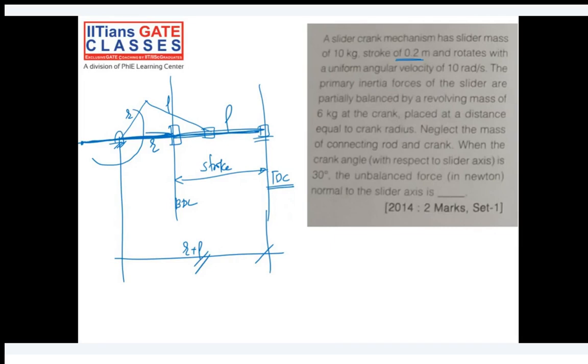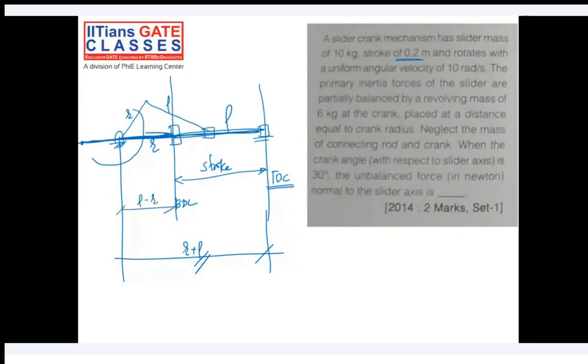So R plus L minus L minus R. If you do, what will you get? R plus L minus L plus R. So that is 2R. So stroke is equal to 2 times the crank length. Are you following? So this is also a new concept you should know.